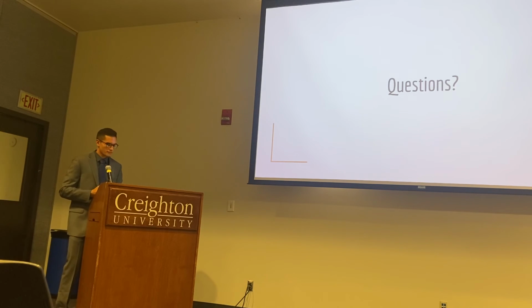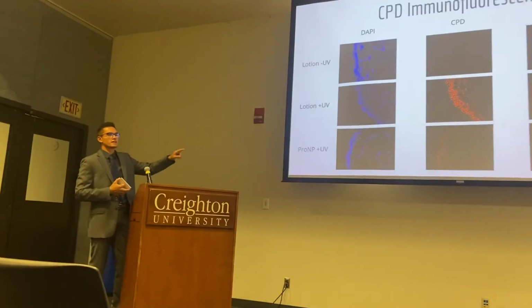Can you go back to the immunofluorescence stainings? Yeah, it's for that one. Let's start there. So you show that the lotion plus UV has a pretty strong staining, and it seems to be less with the Pro NP plus UV, at least visually, and you chose to look at it on a per CPD basis, but I wonder why you did it that way as opposed to just looking at the absolute number of CPD spots that you see per DAPI spot. So like looking at the overlay compared to.